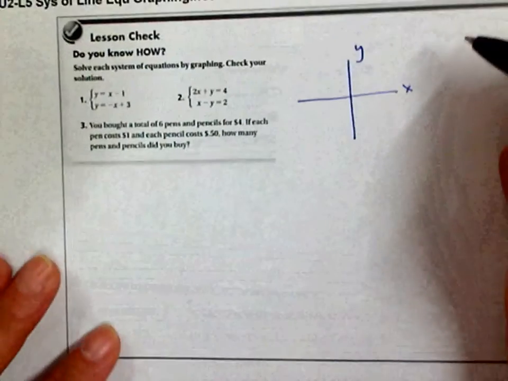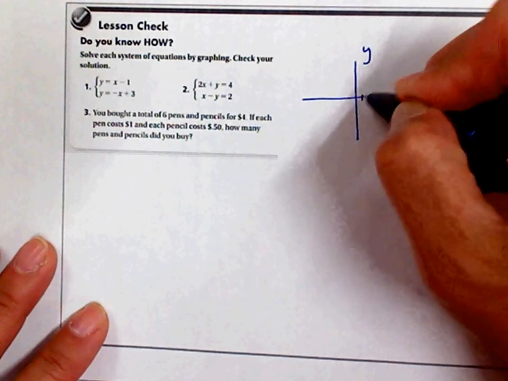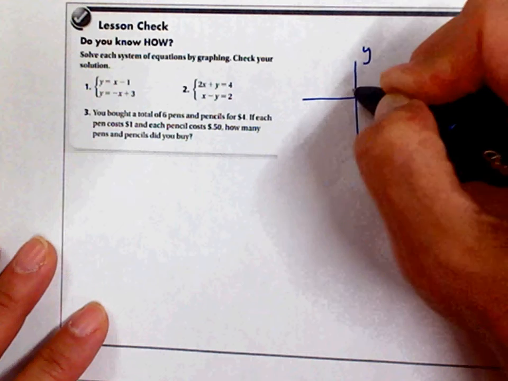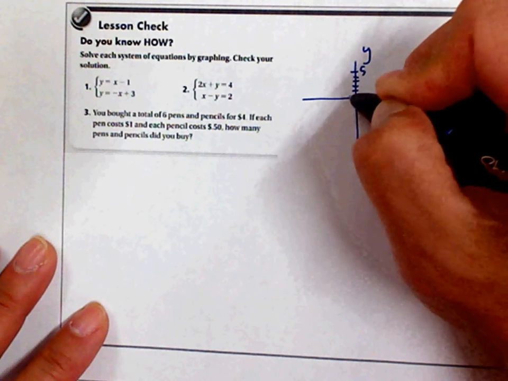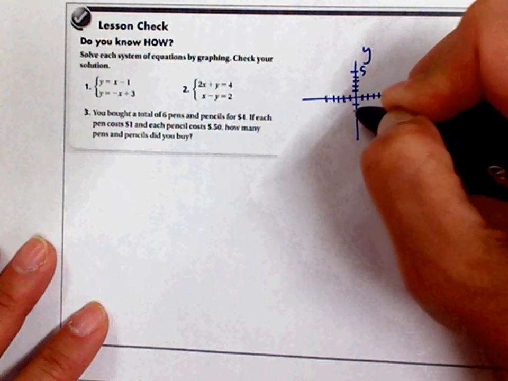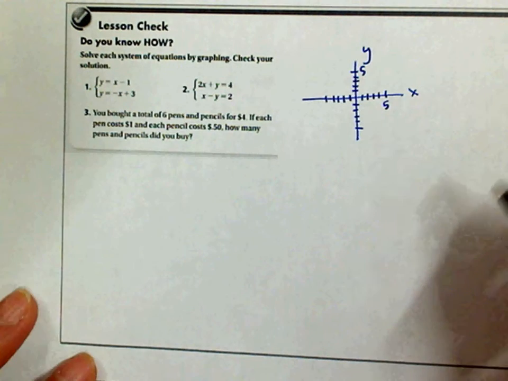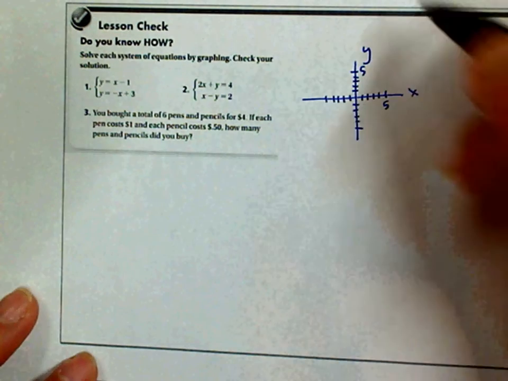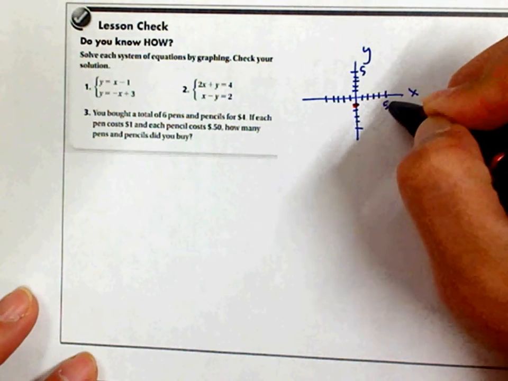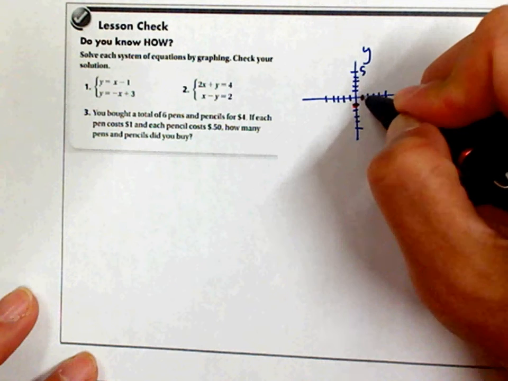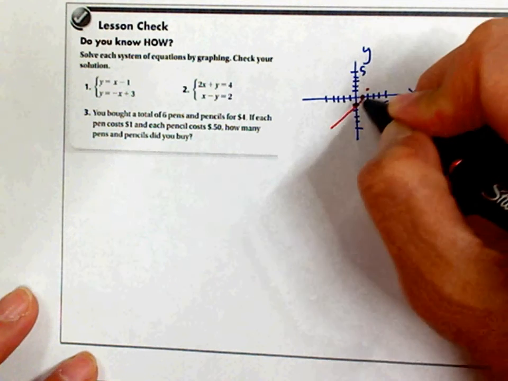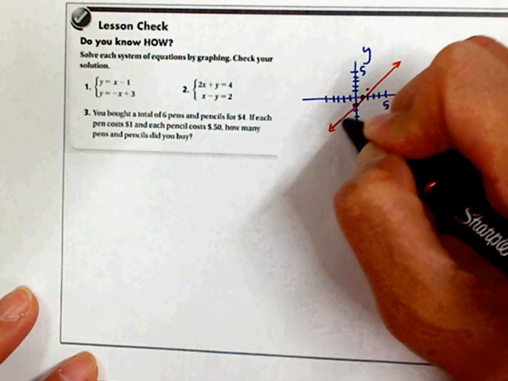Oh, my apologies. Okay. 1, 2, 3, 4, 5 on each axis. Okay. So there's the graph for that one. So we're going to go ahead and graph. Negative 1. Slope is 1 up, 1 over, 1 up, 1 over. So there I have that. Ooh, my line's off. I'm so sorry.